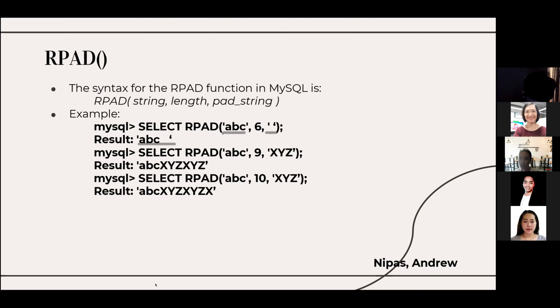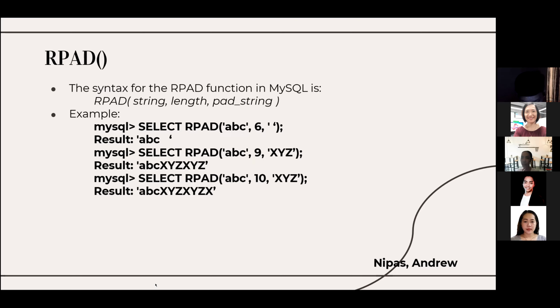The next one is ABCD, also the string. Then our length is 9, and the pad string is XYZ. Then the result will be ABC followed by the pad string, so it will fill all 9 characters of length. We count 1, 2, 3, 4, 5, 6, 7, 8, 9. So it will now be ABC, XYZ, and XYZ.